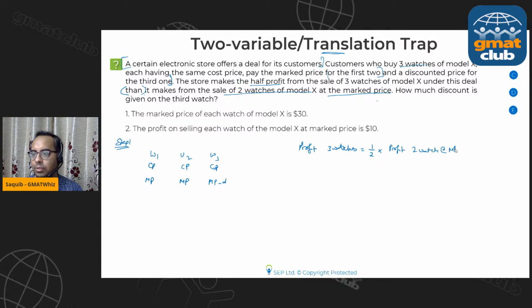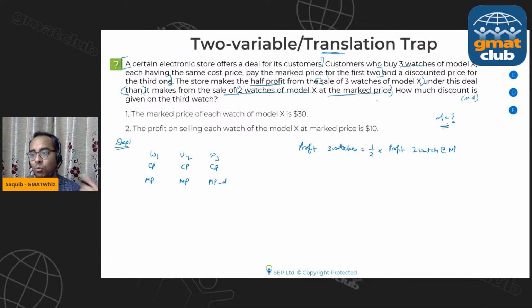Okay, so this is my equation. This is how I need to translate it. Half profit: a comparison of profit is being drawn between the sale of 3 watches and the sale of 2 watches at marked price. Okay, how much discount, obviously, as I told you, in dollars would be given. How much discount in dollars is given on the third watch? So I'm looking for the value of D.